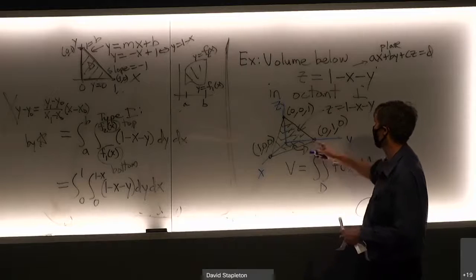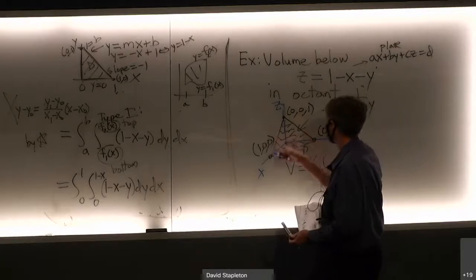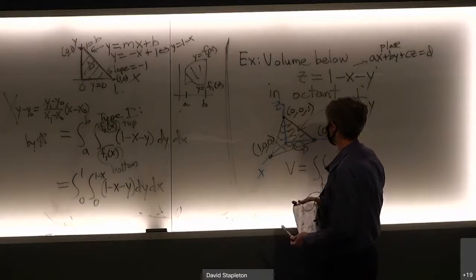I'm sorry, I said the wrong word. It's a tetrahedron. Anyway, an icosahedron is the 20-sided one. This is a tetrahedron, a 4-sided triangular region.